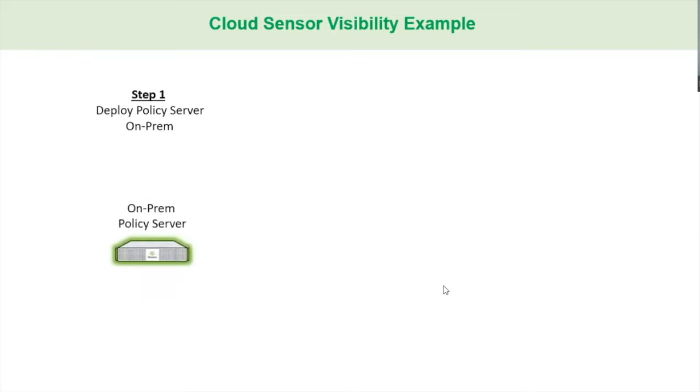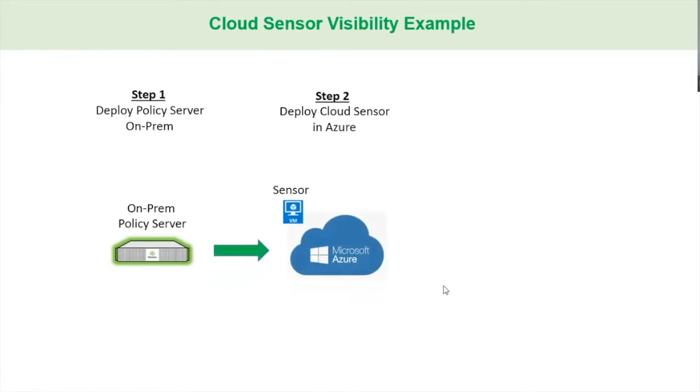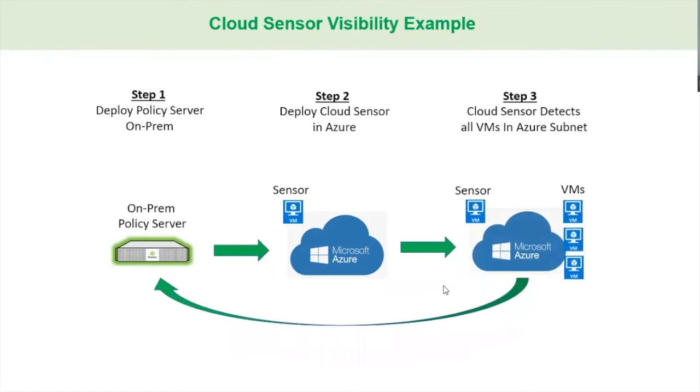Another cloud visibility option is using the virtual sensor option. So again, you choose where to put your policy server. We'll go with on-prem for this example. Then you deploy your sensor. So we're switched to Azure. So now you can take a virtual sensor and deploy it into Azure. And the Genian NAC virtual sensor will detect information about the VMs in Azure and report it back to your policy server. So this allows you to actually collect information in a different cloud service provider environment.